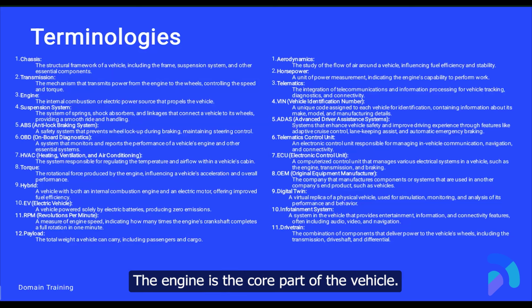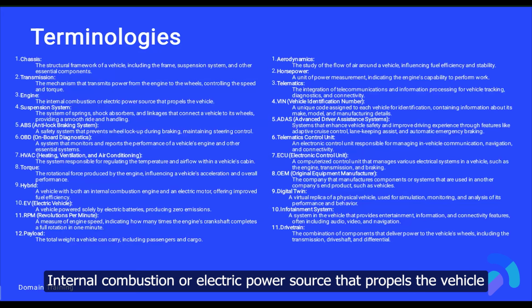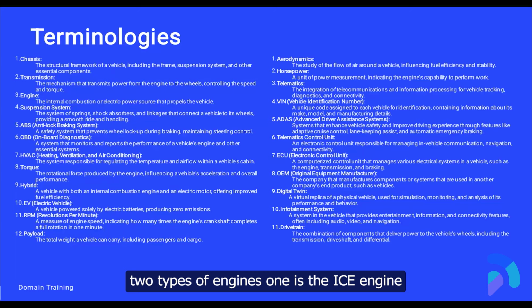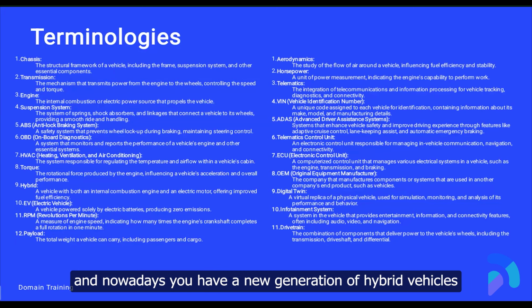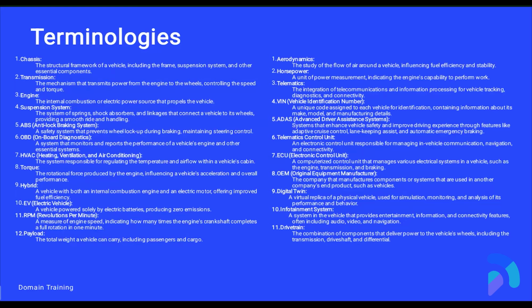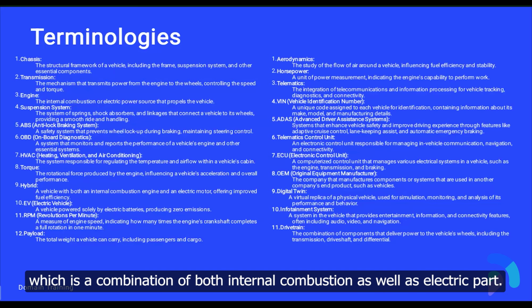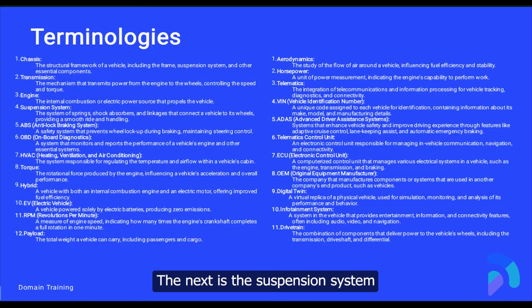The engine is the core part of the vehicle, the internal combustion or electric power source that propels the vehicle. There are two types of engines. One is the ICE, the internal combustion engine, and the second type is electric power. And nowadays you have a new generation of hybrid vehicles, which is a combination of both internal combustion as well as electric power. Okay. The next is the suspension system.